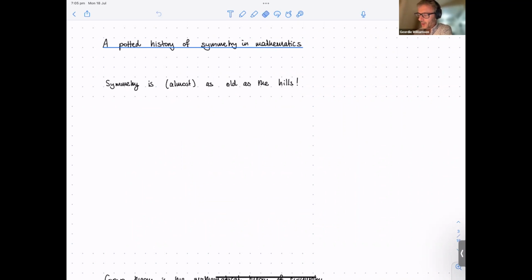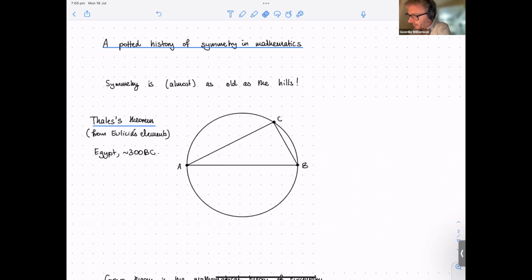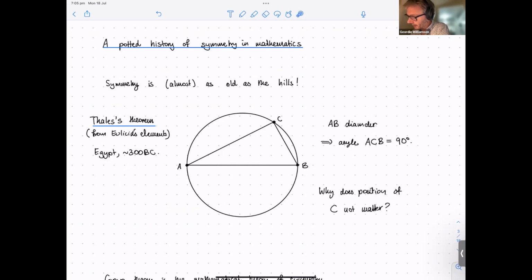So symmetry is almost as old as the hills. So here's a theorem from Euclid's Elements that was written more than about 2,400 or 2,500 years ago. It is the theorem that I'm sure you're familiar with, that if you take a circle and you consider a diameter, and then you consider any other point on the circumference of the circle, then this is a right angle here.